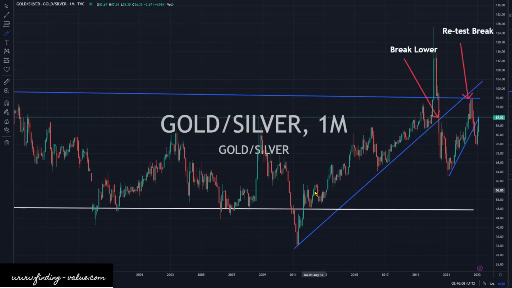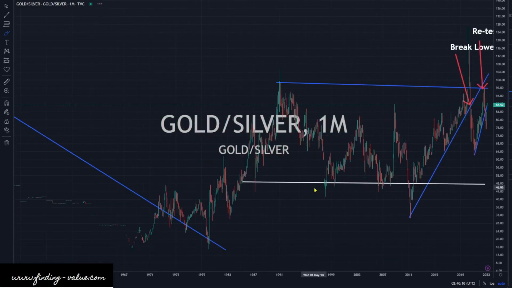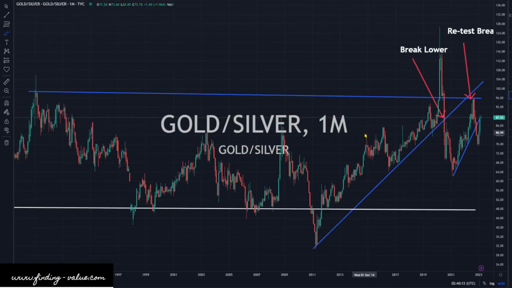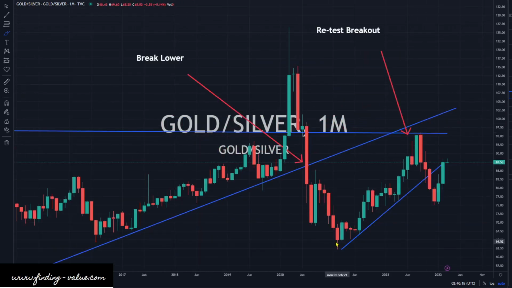Gold to silver ratio, I think silver is going to outperform gold. We are at a very cheap level for silver. And what you can see is a breakdown, retest, and I think we're going to eventually work our way lower where silver outperforms gold.